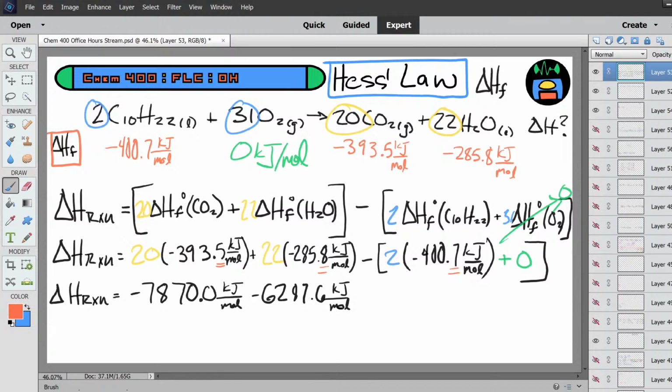Now, we have a double negative here. This negative times this negative is going to make a positive. So we have 400.7 times 2. So this will be plus 801.4 kilojoules per mole.